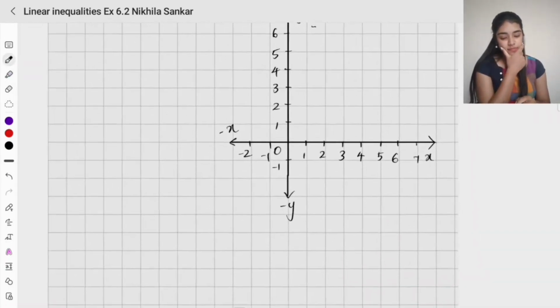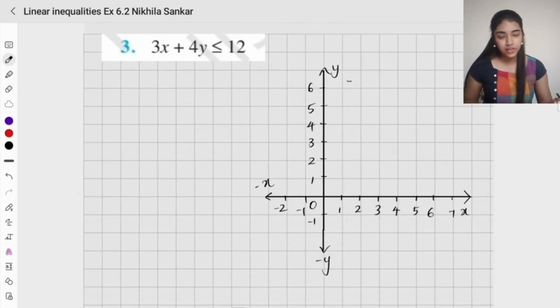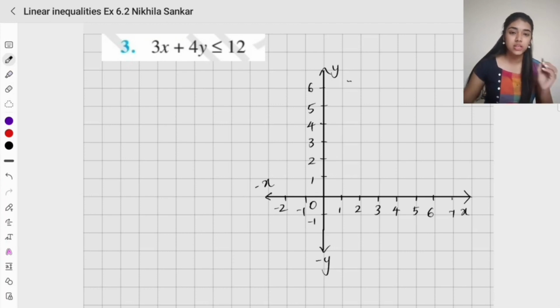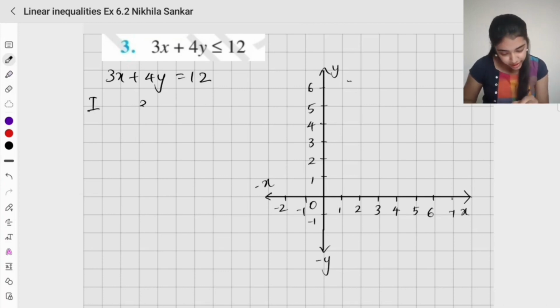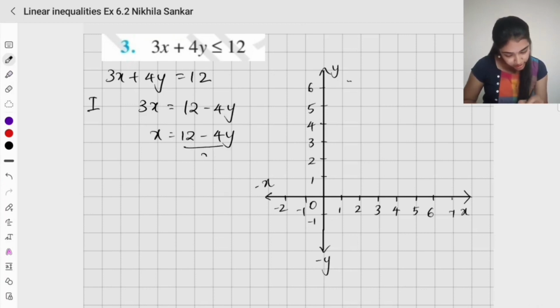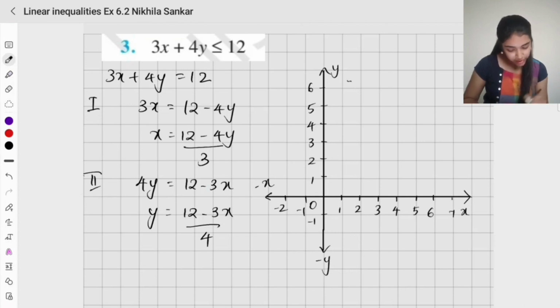Question number 3. 3x plus 4y less than or equal to 12. It is not a strict inequality, it is a slack inequality. So I can draw a thick line. Okay. First step, 3x plus 4y equals 12. So write x in terms of y, and y in terms of x. So I have 3x equals 12 minus 4y. X is equal to 12 minus 4y divided by 3. Secondly, 4y equals 12 minus 3x. Y equals 12 minus 3x the whole divided by 4.